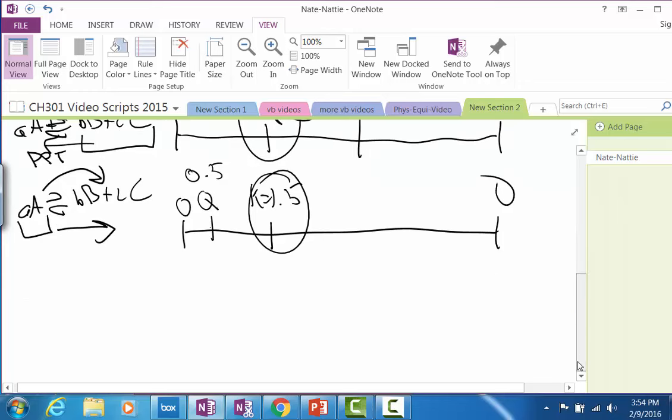So that's what we mean when we say that Ksp is the solubility equilibrium constant, and how Q will shift to meet K, and how you know whether or not something precipitates or not.